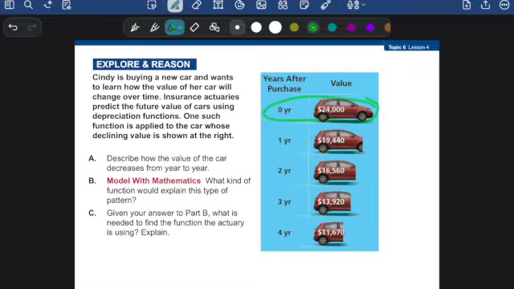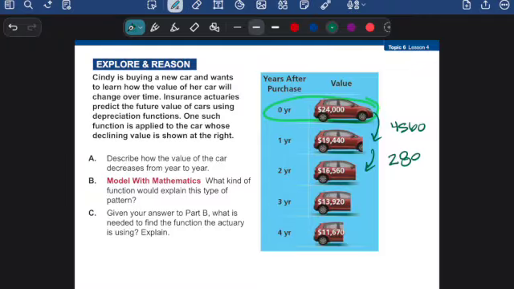So here's the car she bought brand new. She drove it off the lot, and she paid $24,000 for it. After 1 year of driving, it is now only worth $19,440. So it has lost $4,560 of value. In another year, it's depreciated or lost value, and now it is worth only $16,560. So then it depreciated $2,880. So it's not a constant rate of depreciation.